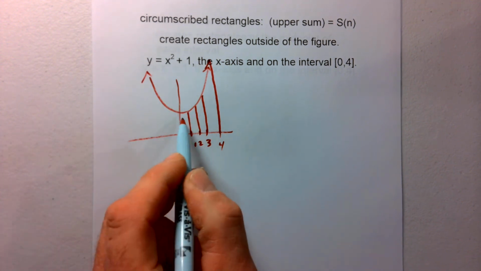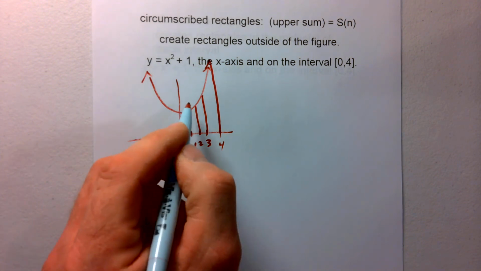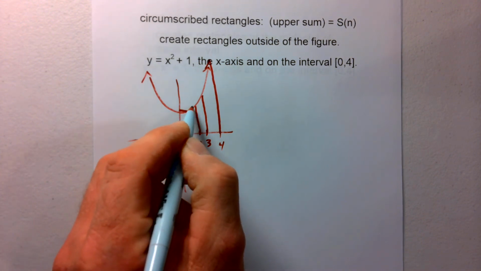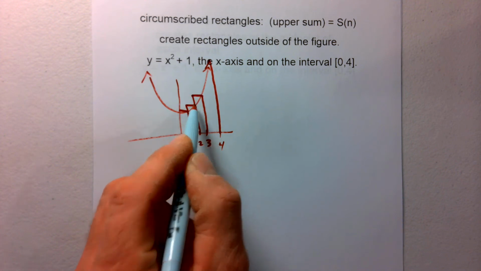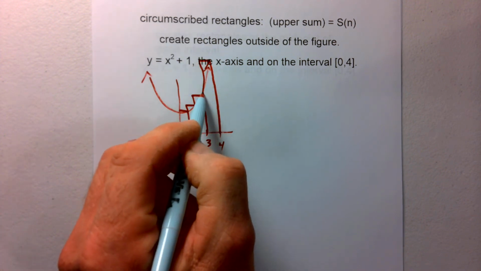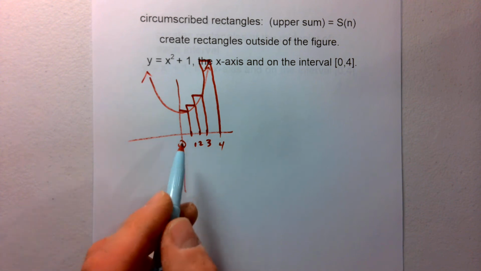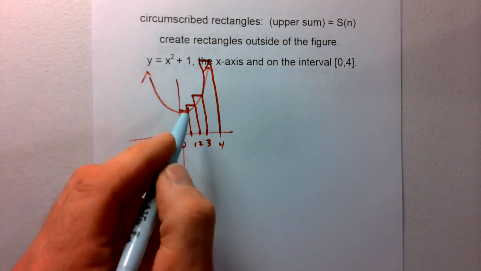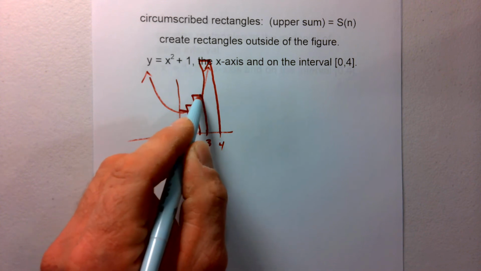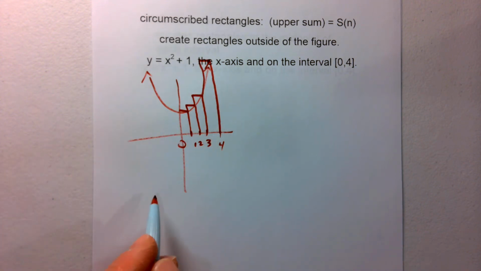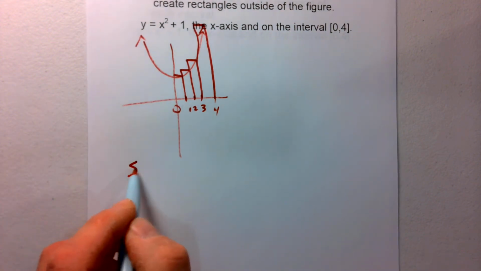But now instead of going from the lowest point, I'm going to come up here and take the highest value. So it's going to create rectangles on the outside of this figure. I still have 4 regions that I'm creating, but now my rectangles are going to be outside of that curve. So what is that equation going to look like?